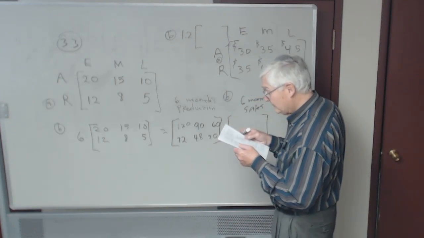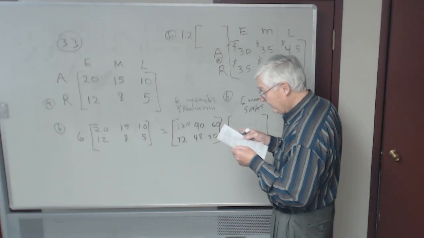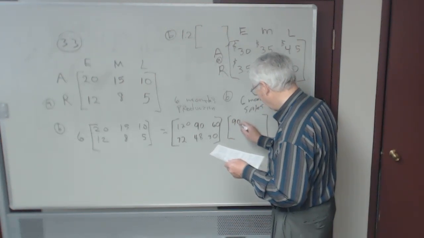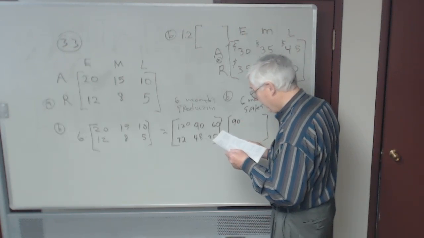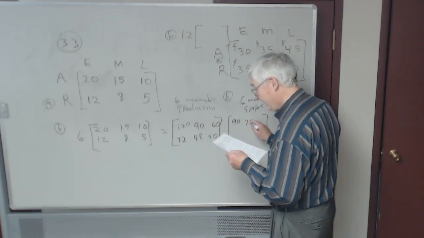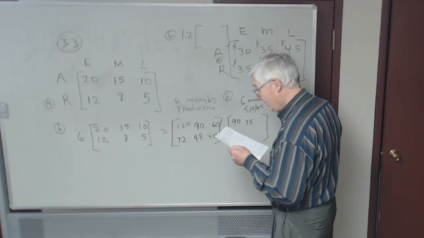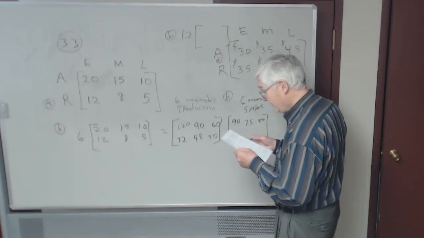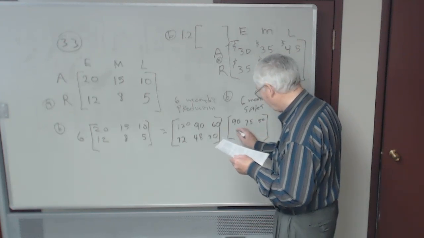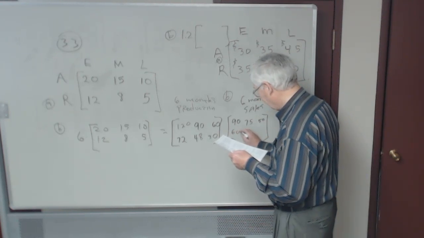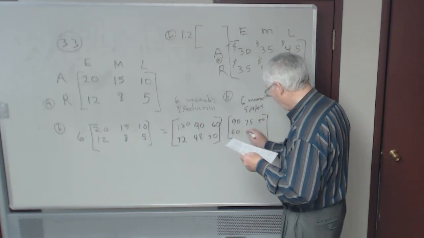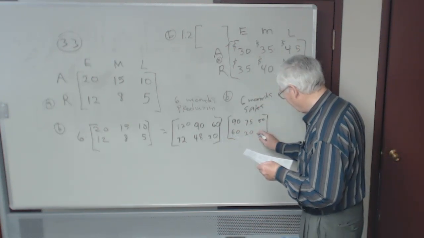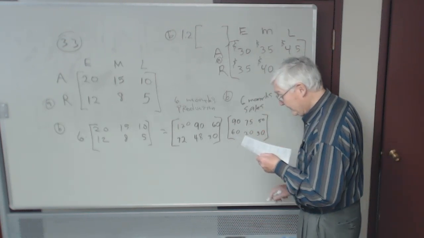And what's the sales for 6 months? Armchairs, 90 and 75 and 50, and rockers, 60 and 20. See how it helps when you take this stuff and put it in this matrix form? And 30.